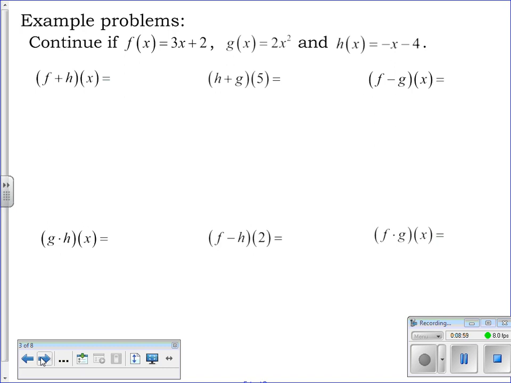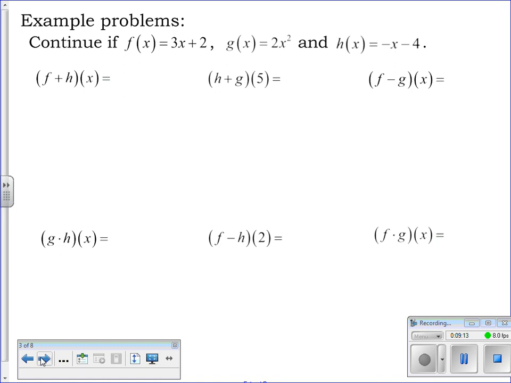It's really, I do this all the time. I use function notation in a lot of my classes. The higher up you go, you're going to see it. This looks really bad, but it really isn't as bad as it looks.